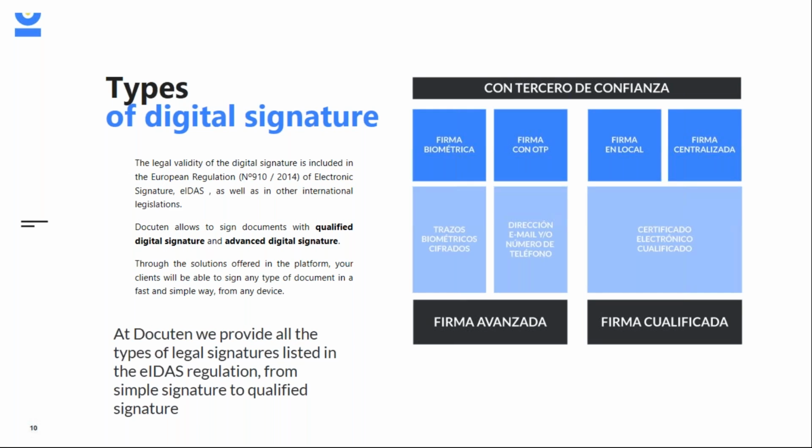Now we move on to types of digital signature. Docuten is supporting all digital signatures that have been gathered in this European regulation. There are two main types of signatures. One is the qualified or advanced signature. We can see here two types of signature.